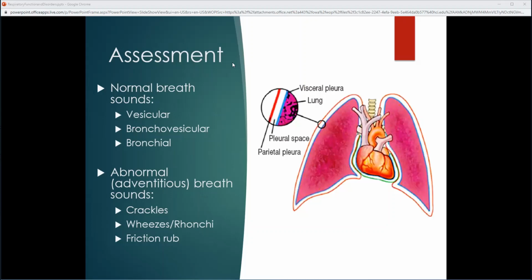The last one, the friction rub. Let's see how that sounds. That one, like, there's inflammation? Yeah, it's inflammation in the pleural space.